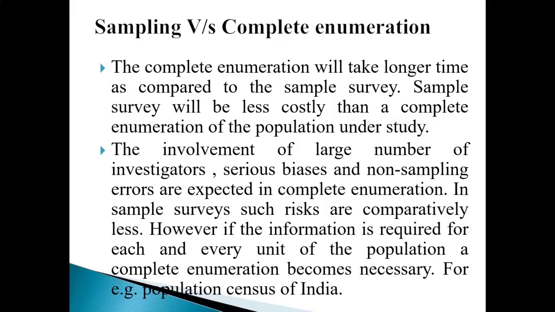So if the information is required for every unit, we have to move towards complete enumeration, not a sample survey. An example has also been given: the population census of India. This is an example of complete enumeration that is conducted every 10 years in our country. The coming census draft will, I think, be presented in 2023, in February or March. It will give us information on how much the literacy rate has increased or how much poverty has decreased. Like this, numerous information could be gathered from this census survey.